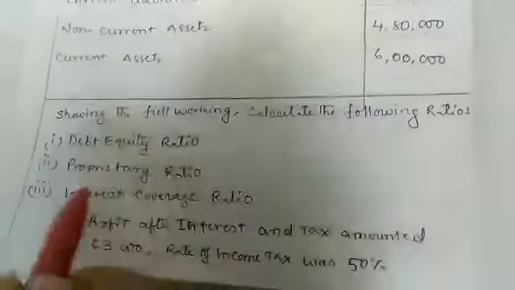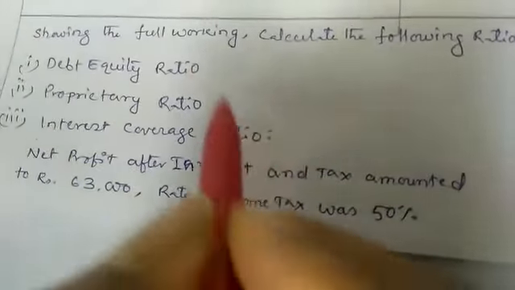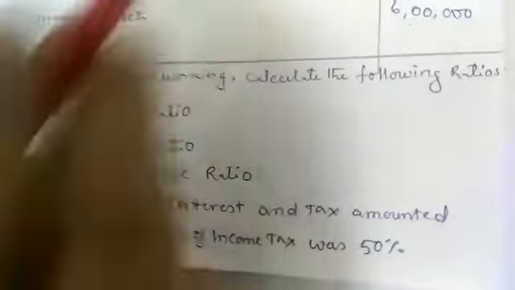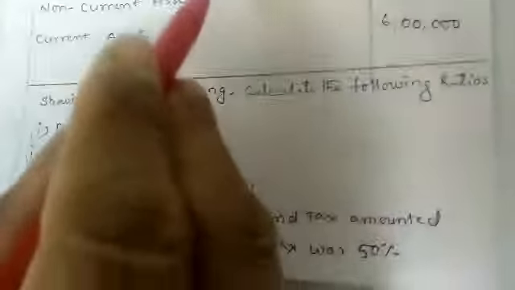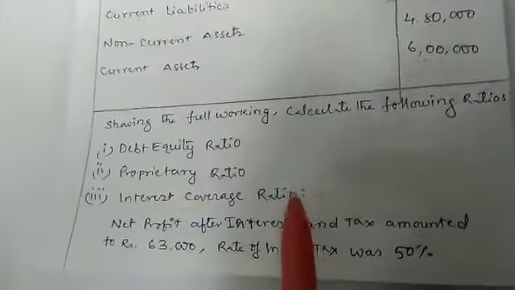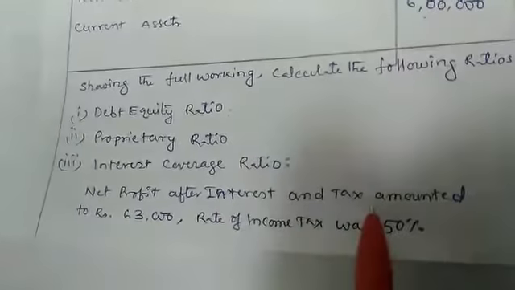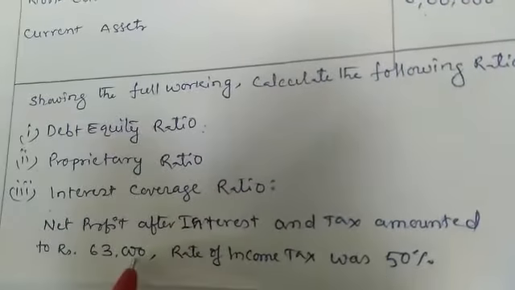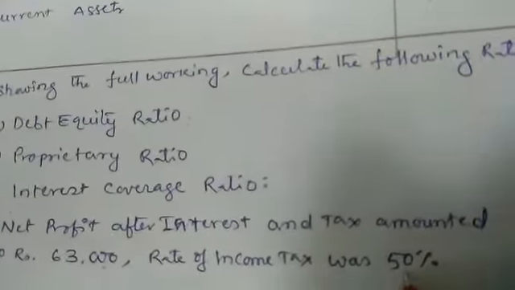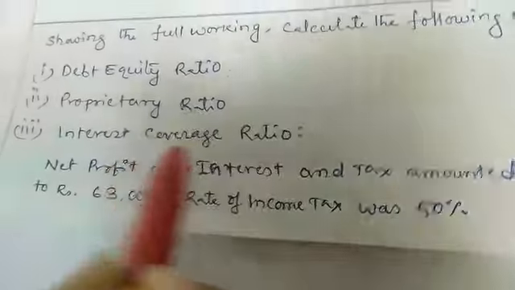By using this information we need to find out the three ratios for this problem: debt equity ratio, proprietary ratio and interest coverage ratio. To find out the debt equity ratio this information is enough. To find out the proprietary ratio this information is enough. But to find out the interest coverage ratio, we need some more information. See here, net profit after interest and tax amounted to rupees 63,000 and the rate of income tax was 50,000. By using this we need to find out the interest coverage ratio.